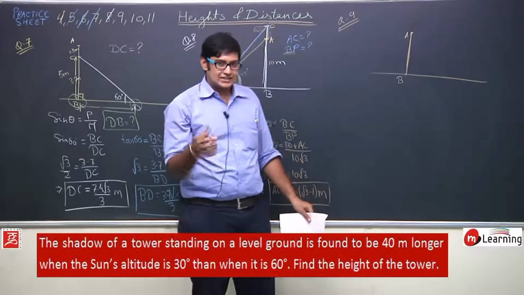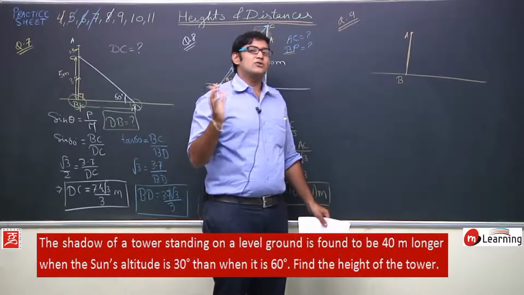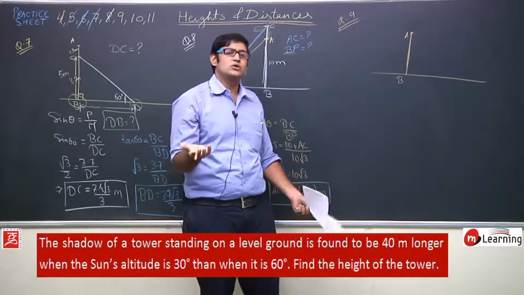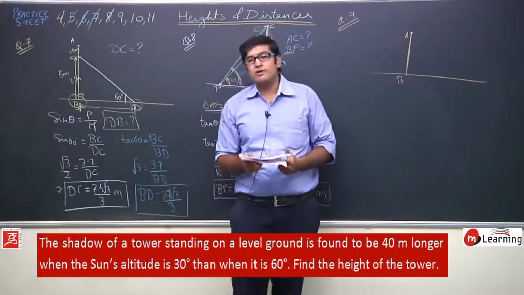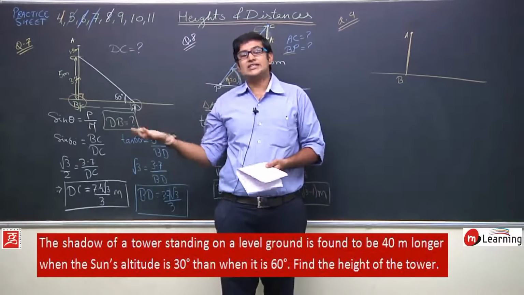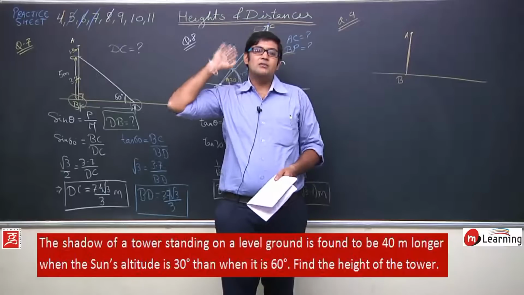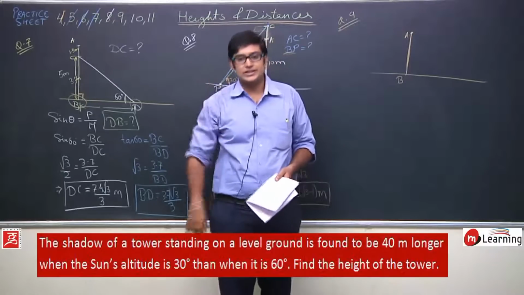So what it says is that there is a difference in the shadow when the altitude of the sun changes. It's obvious, you know this, because at 12 noon you will find your shadow is smallest, and in the evening at 6 you will find your shadow is the longest. Why? Because the altitude of sun is getting changed.